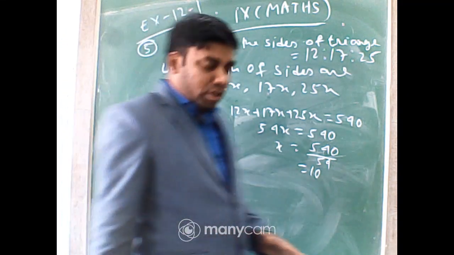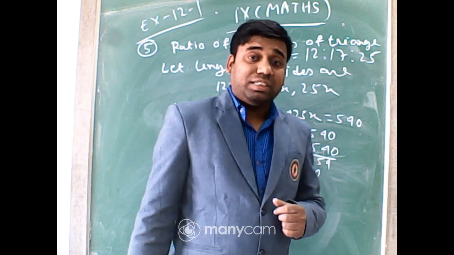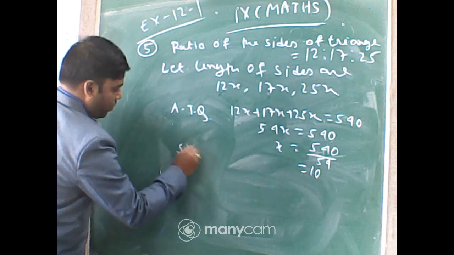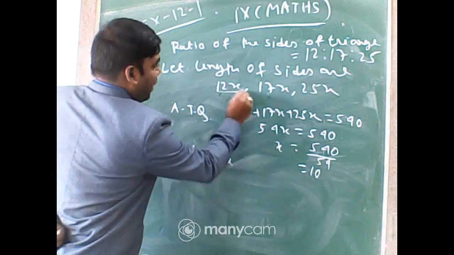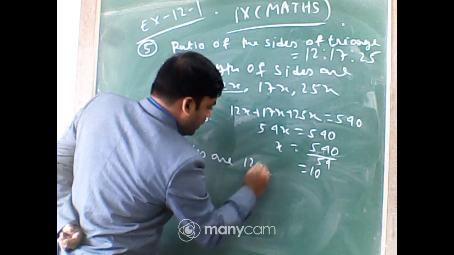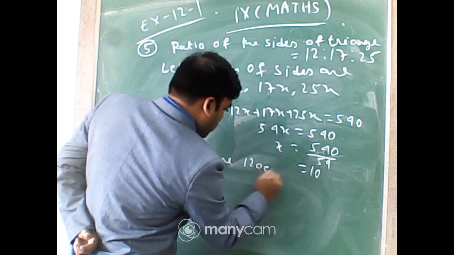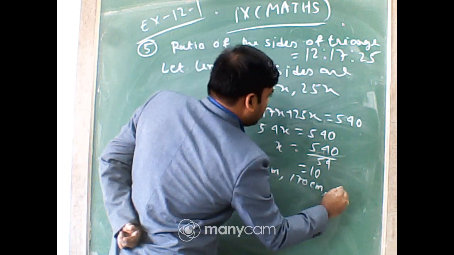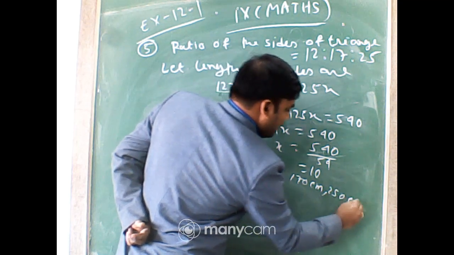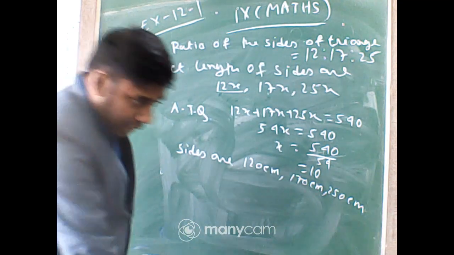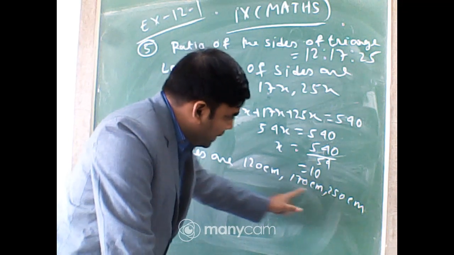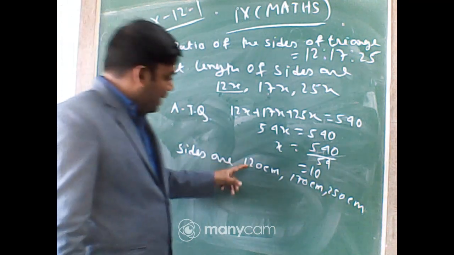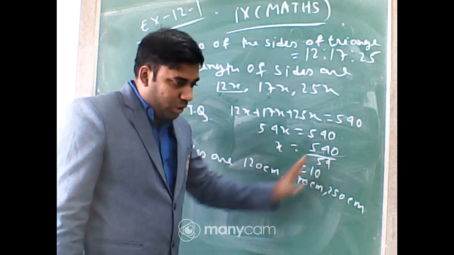As x equal to 10, so what is the length of the sides? So length of the sides are 12 into 10, that is 120 centimeter, 170 centimeter and 250 centimeter. It is clear to all of you that 120 centimeter, 170 centimeter, 250 centimeter? Okay.